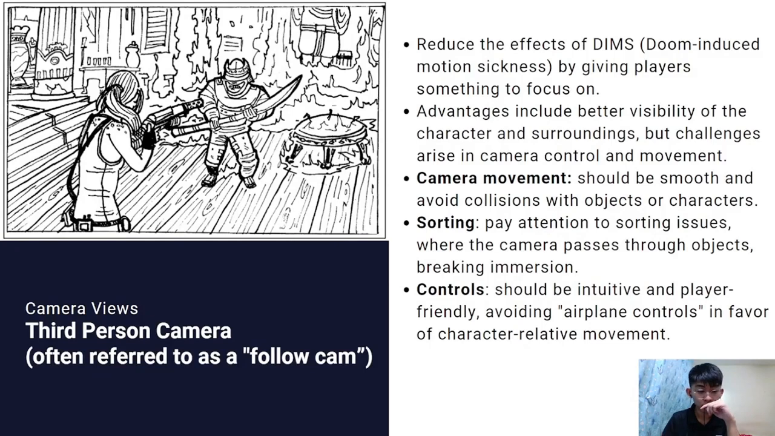So moving on to the last one, third-person camera, or as we often refer to it, follow cam. It reduces the effects of DIMS by giving players something to focus on. Advantages include better visibility of the character and surroundings, but challenges arise in camera control and movement. Camera movement should be smooth and avoid collisions with objects and characters.